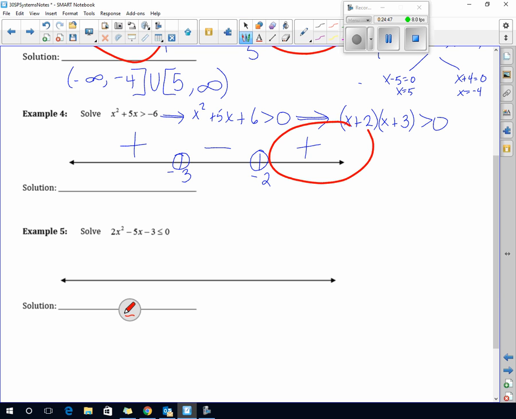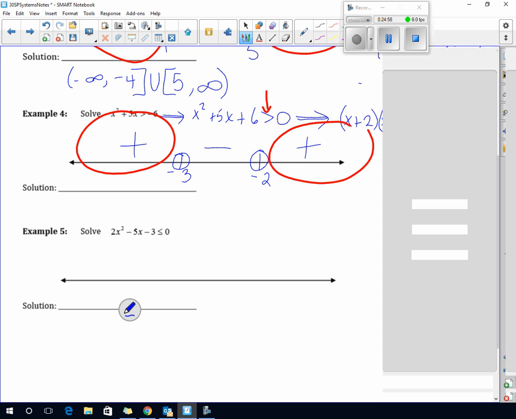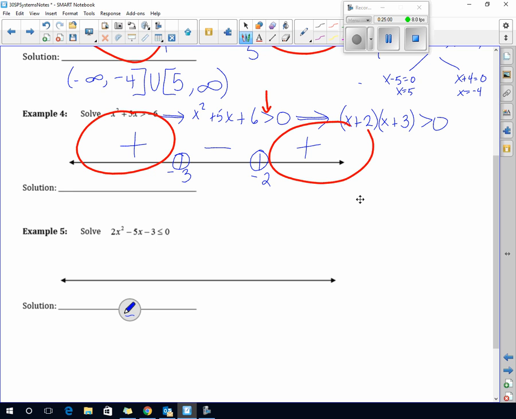Okay. So what's my answer? Negative infinity to negative 3, not including negative 3. Union negative 2, not including negative 2, to infinity. Yeah. And it's open because it doesn't have an equal sign in the inequality. Okay, I want you to try example 5 by yourself. Go, do it.